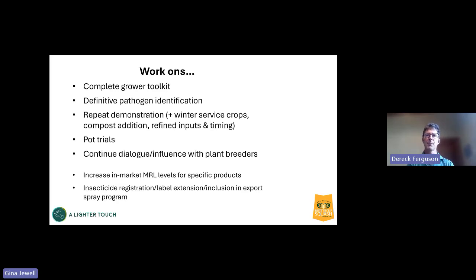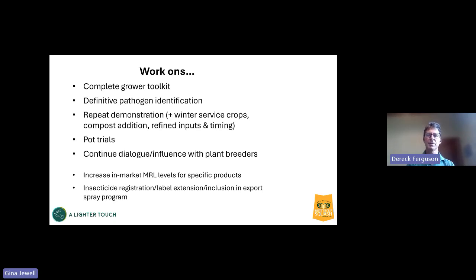We're going to repeat the demonstration, and we're adding some layers to that because this year we're going to use vetch as a service crop in the demonstration compared to ryegrass. We've got the addition of compost to improve soil biology and structure, and we're refining our inputs and timing. We have the pot trials, and we continue to have dialogue with people in the industry, including the plant breeders.